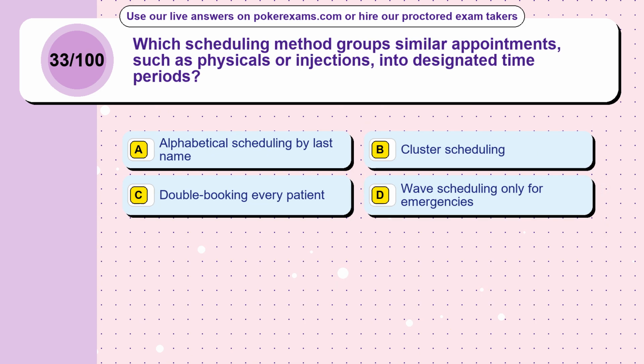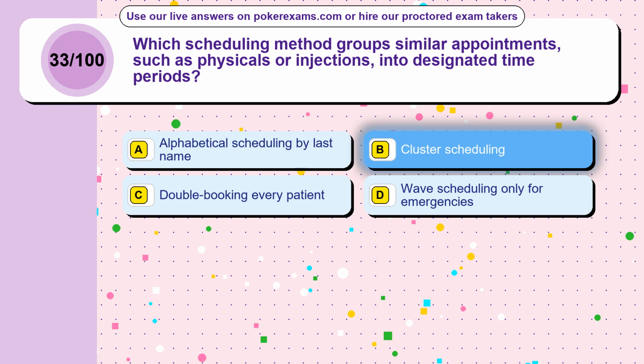Question 33. Which scheduling method groups similar appointments, such as physicals or injections, into designated time periods? Option A, alphabetical scheduling by last name. Option B, cluster scheduling. Option C, double booking every patient. Option D, wave scheduling only for emergencies.